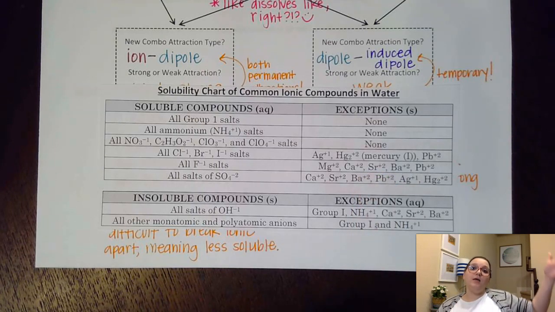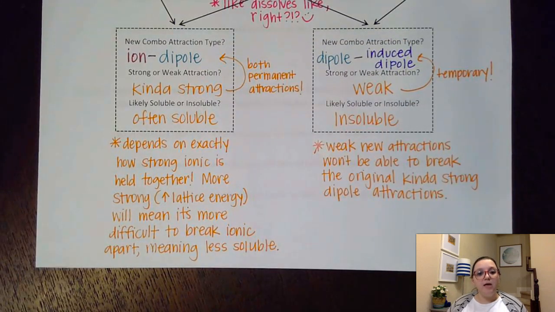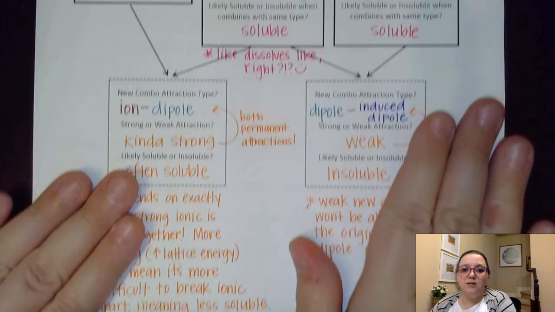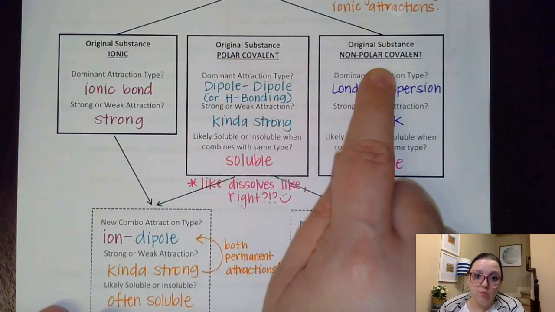The new ion-dipole forces would be much weaker, and so I'm not willing to trade that strong attraction for a weaker one. So it really does depend on how strongly that ionic was held together. Now, last but not least over here, what if I combine together a polar covalent and a nonpolar covalent?